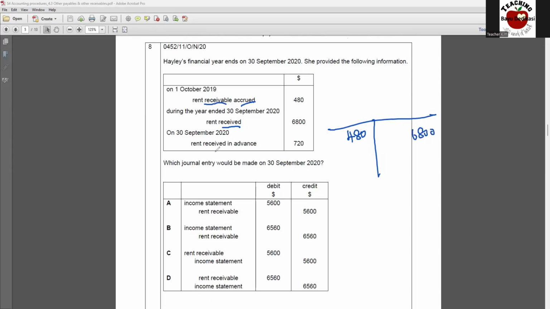At the end of the year, rent received in advance is a liability, so liabilities balance CD on the debit side. The difference they want to find is the profit or loss, or income statement, amount. So the double entry will be debit rent receivable, so either C or D, and the amount transferred to the income statement on the credit side. Take the total credit minus the total debit, so we get 5600. So the answer should be C.